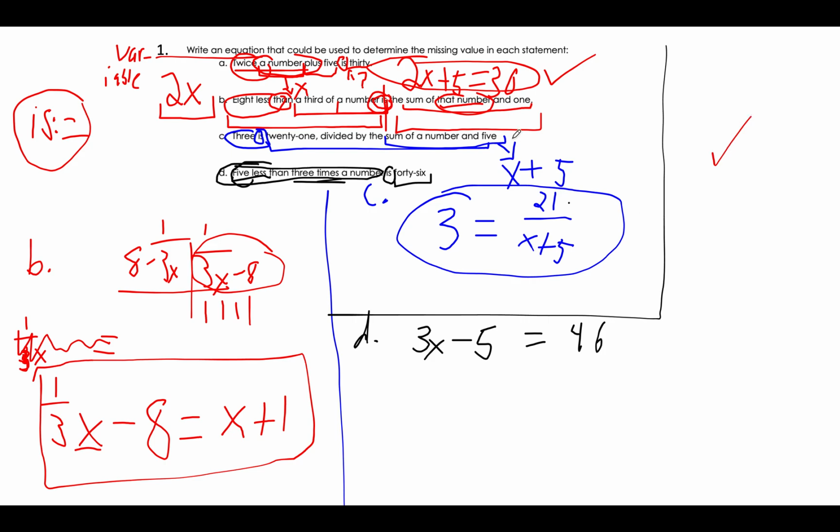Hi everybody. Today in class we converted sentences into algebraic expressions. So that's what we're going to do here. Our first question says the following. Twice a number plus 5 is 30.